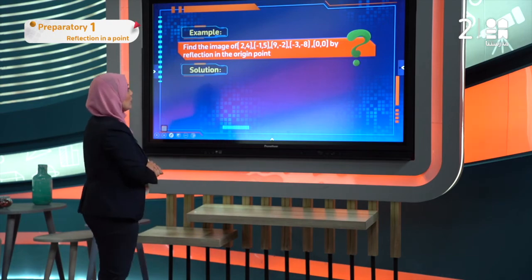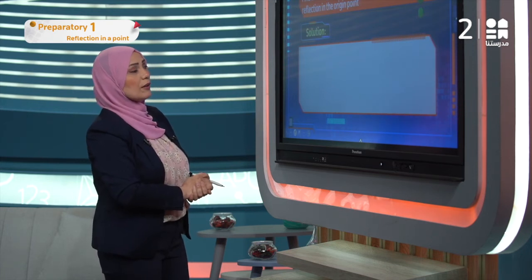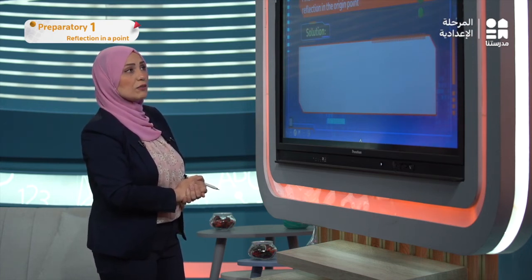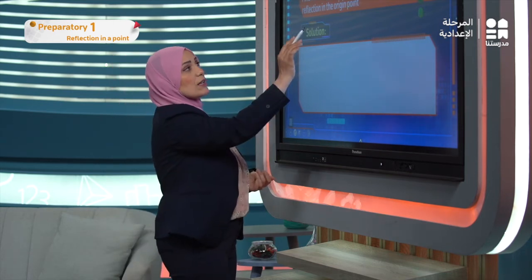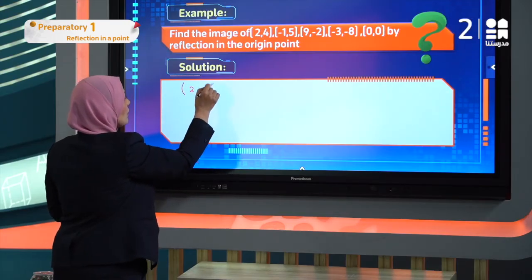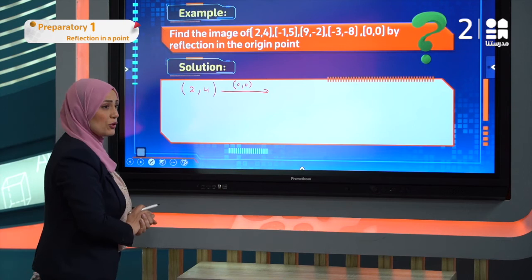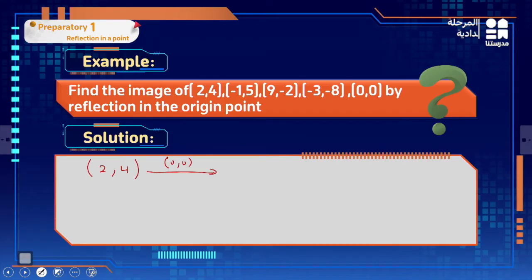Here we have an example. Find the image of (2, 4), (negative 1, 5), (9, negative 2), (negative 3, negative 8), and (0, 0) by reflection in the origin point. So let's do it. I'm going to take it point by point. The first one, (2, 4). Reflection by (0, 0), the origin. I told you, you have to change the sign of each one of them. This 2 is positive, so it becomes negative 2. This 4 is positive, so it becomes negative 4. That is the first point. It is done.